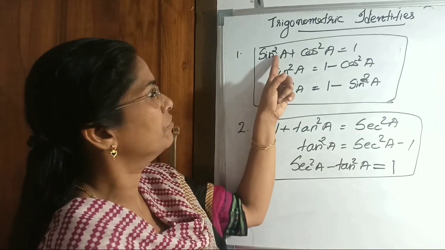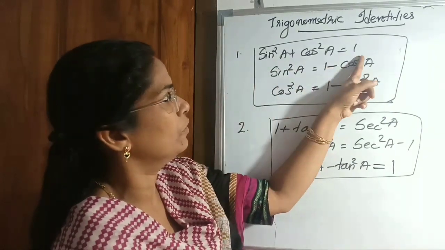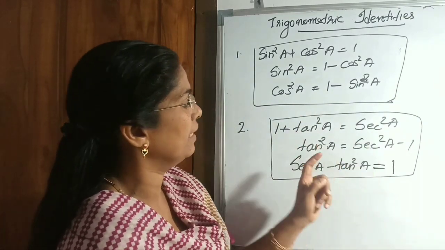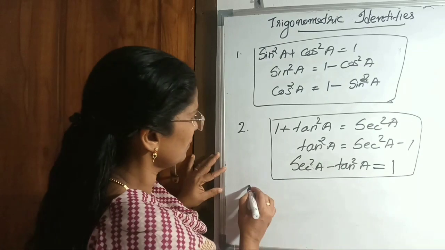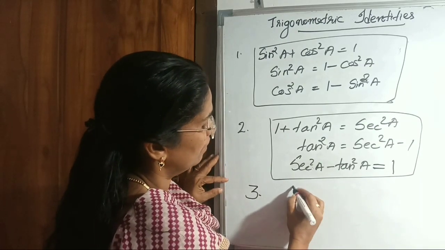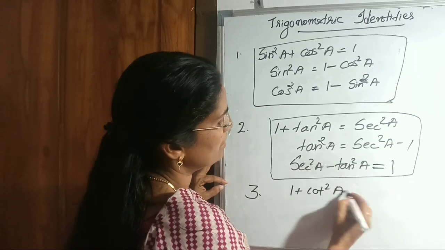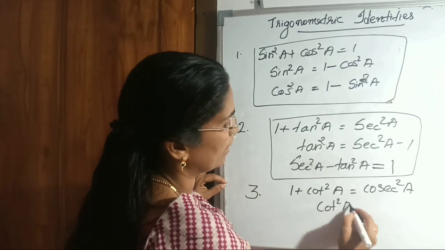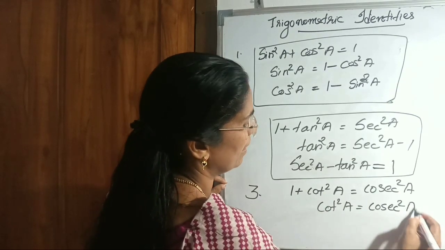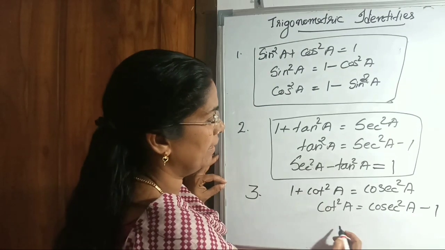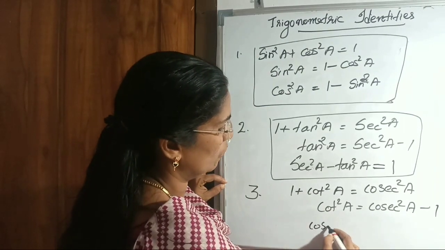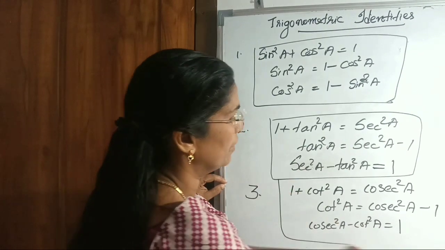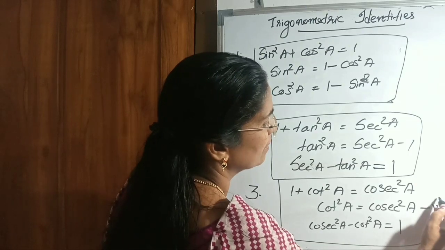So you have to learn the first identity like this, sin square A plus cos square A equal to 1. From this we can make these 2. Like this, 1 plus tan square A is equal to sec square A. From this we can find out the third one. And the third identity we learned is 1 plus cot square A is equal to cosec square A. From this we can find cot square A is equal to cosec square A minus 1. And next we can find cosec square A minus cot square A is equal to 1. So here also we will get 3 identities.